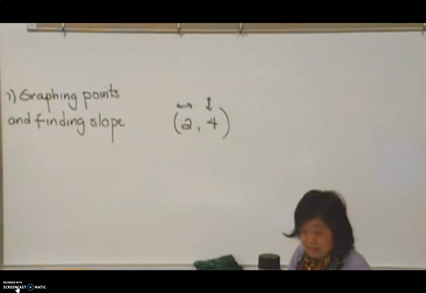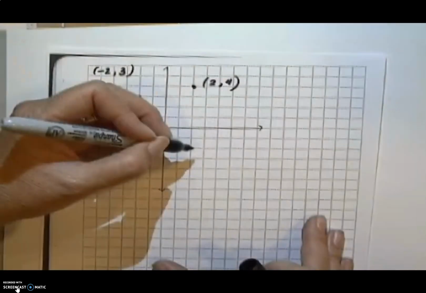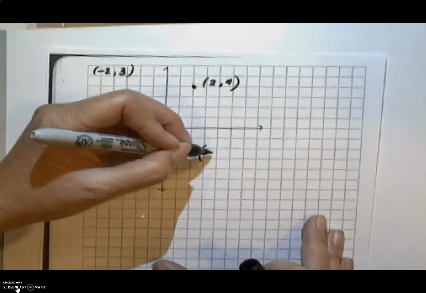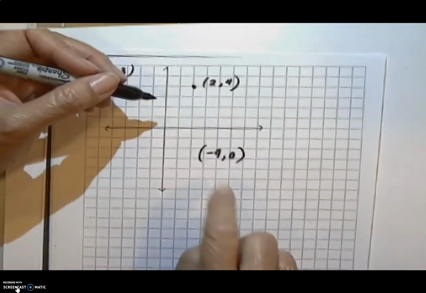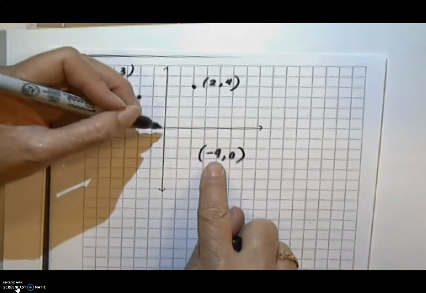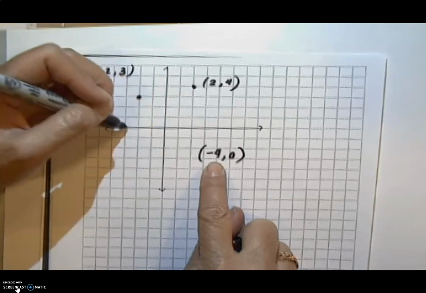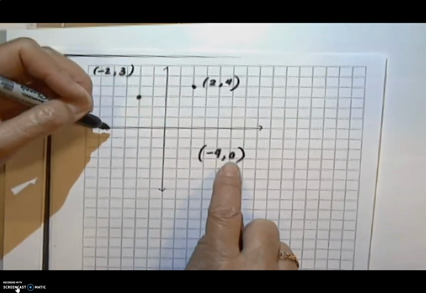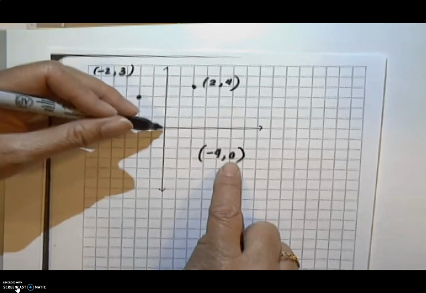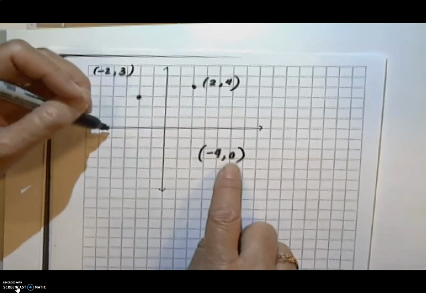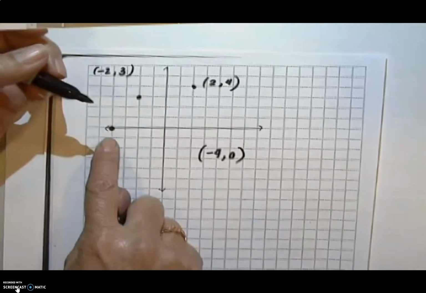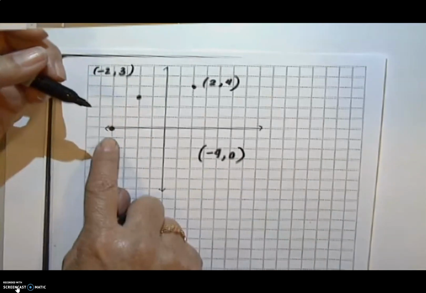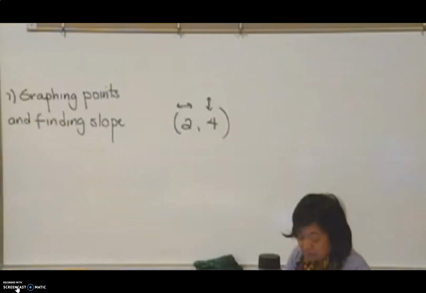Some people wonder, what happens if I see a 0? So for example, where would the point (-4, 0) be? Well, the first number tells you to travel left 4: 1, 2, 3, 4. And then the second number means don't go any places up or down, just stay where you are. So if I go left 4, and then stay where I am, this would be the point (-4, 0). And that's a quick review on plotting points.